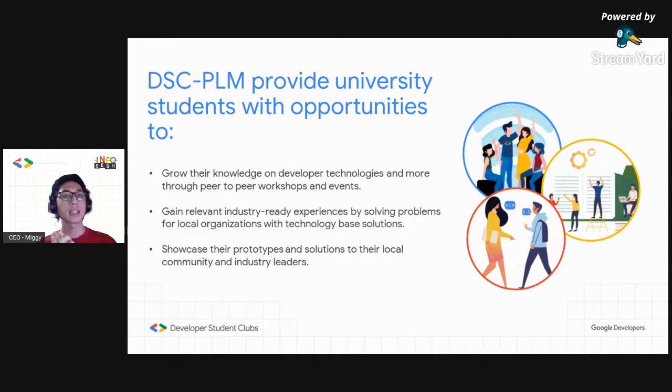And of course, lastly, you will be showcasing your prototypes and solutions to the local community and industry leaders. So what you do is not just for yourselves. Hindi ka lang gumagawa, for instance, ng mobile app or ng website para lang sa portfolio mo. You will be showcasing those creations to a local community that needs it or a local organization, or potentially it could be presented to an industry leader, maybe an investor or a potential business developer in the future.